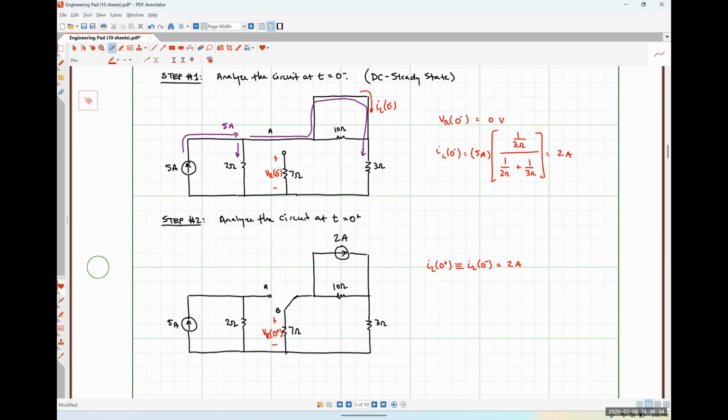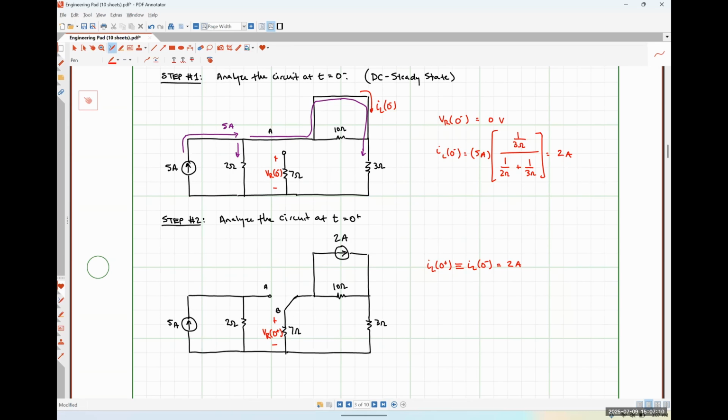Could you do a source transformation of the 2 amp and 10 ohm resistor? We technically could. It wouldn't necessarily be a bad idea here. So if we did a source transformation, then we could do voltage division. So there's nothing wrong with your instincts here. There's just a much easier way to do it. And the only reason it's easier is because of the values of the resistors that were chosen. Okay. So let me explain what I mean.